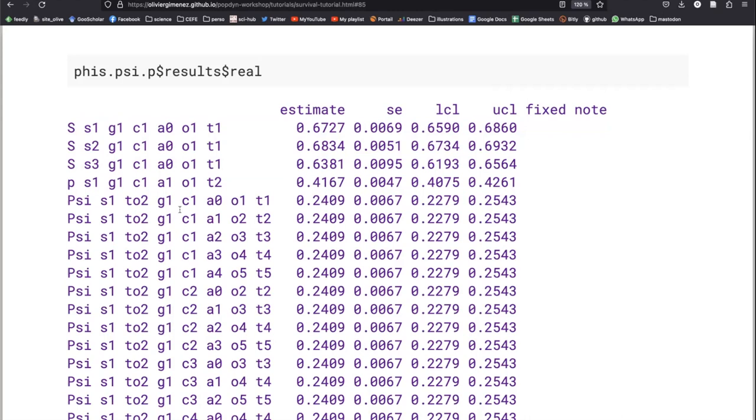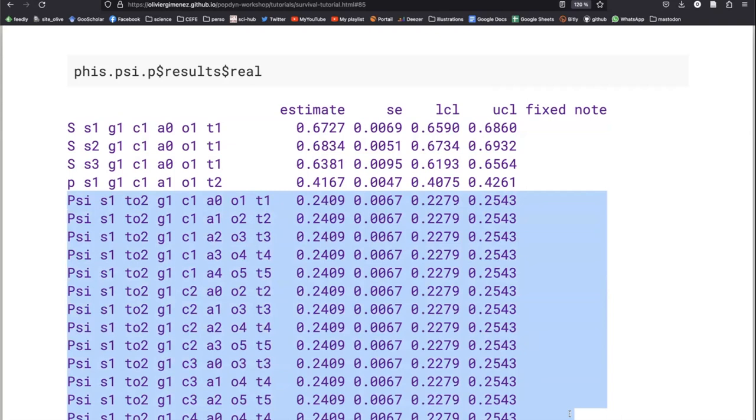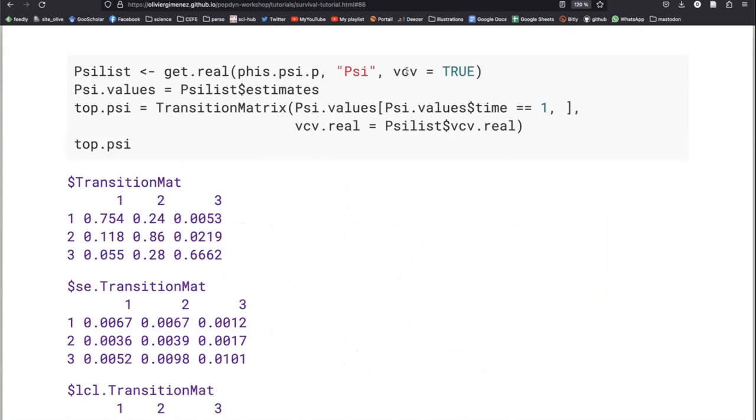So it's a bit ugly because we get these transition probabilities for all time sampling occasions. You see, this one is copied and pasted a lot of times. It's the same thing. So you get a list of outputs, which is just huge. But there is a way to get something a bit cleaner, which is to use this function, called getReal.